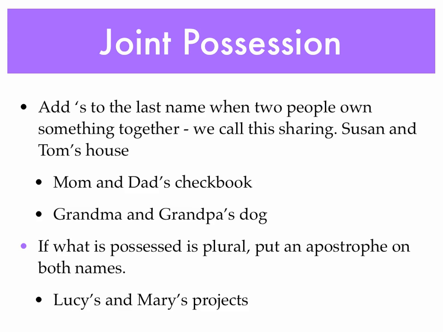Something called joint possession. This is when you have two people sharing one thing. When this happens, you add apostrophe s to the last name. When two people own something together, we call this sharing, like Susan and Tom's house. Mom and Dad's checkbook. Grandma and Grandpa's dog.